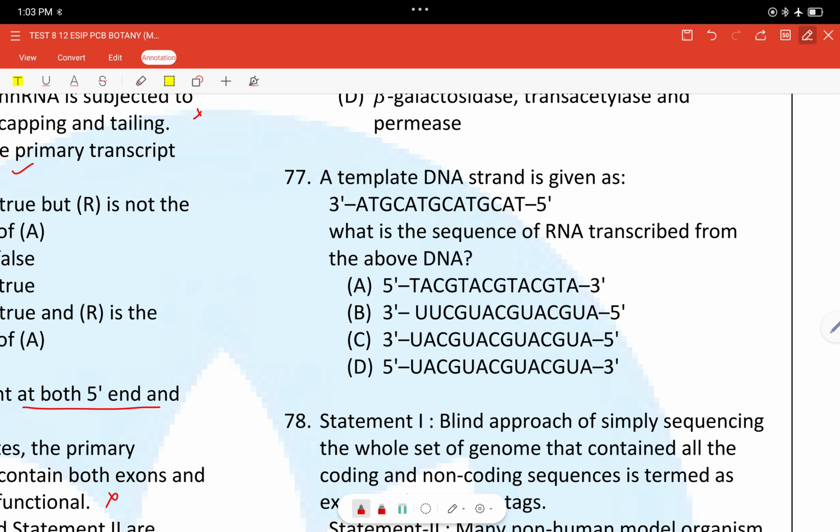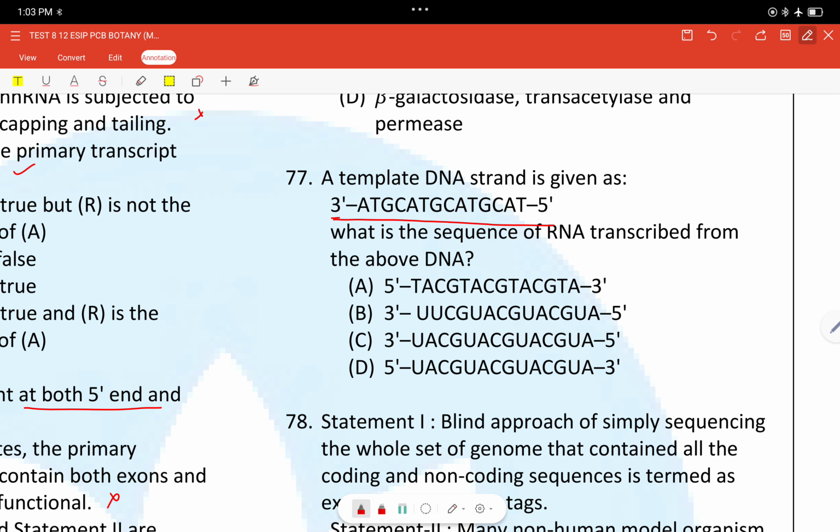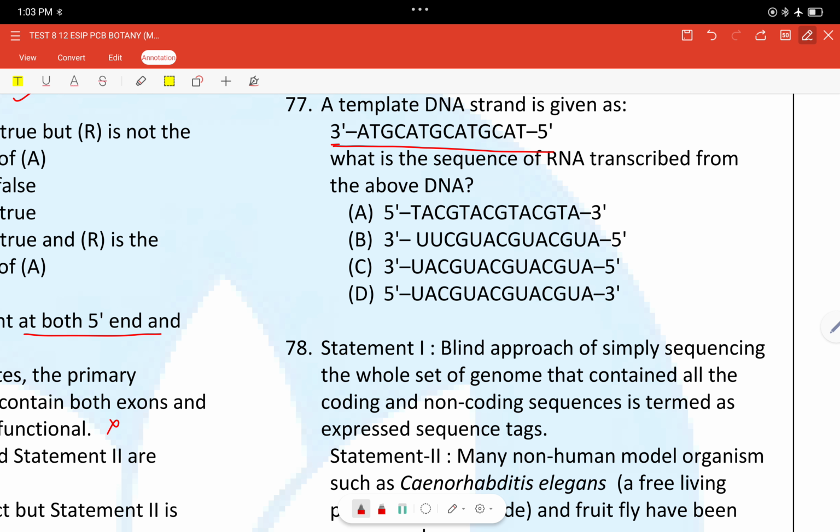A template DNA strand is given as this is the sequence given for template strand. We have to find the sequence for RNA transcribed from above DNA. So if the template strand is 3' to 5', then the polarity of RNA is 5' to 3'. And in RNA, thymine is not present, uracil is there. So the sequence is this: adenine, complementary of adenine is uracil, thymine, adenine, guanine, cytosine, guanine, adenine, uracil, and similarly this is the answer.